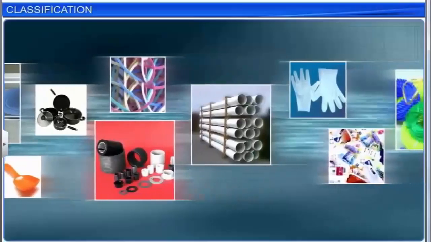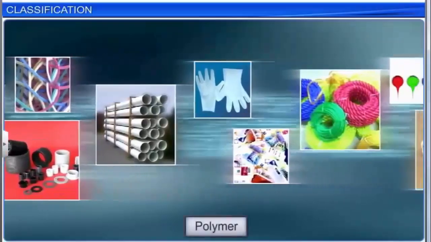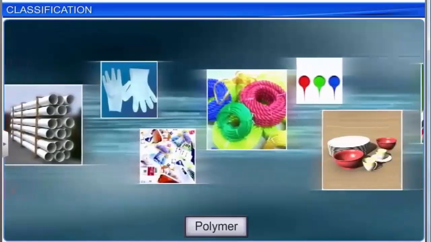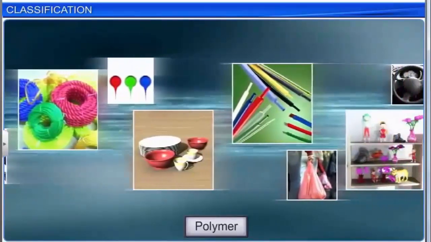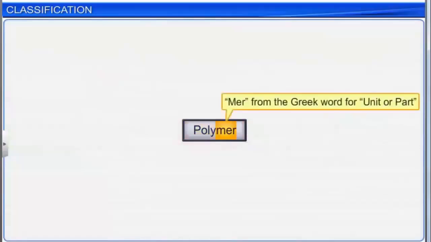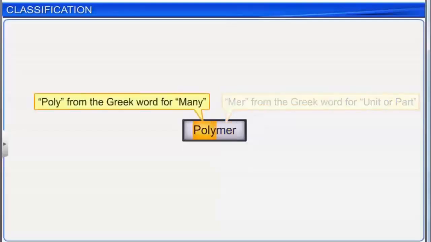Let us first acquaint ourselves with the term polymers before we study their classification in detail. Let's discuss the origin of the term polymer. Mer is derived from the Greek word for unit or part. Poly comes from the Greek word for many.